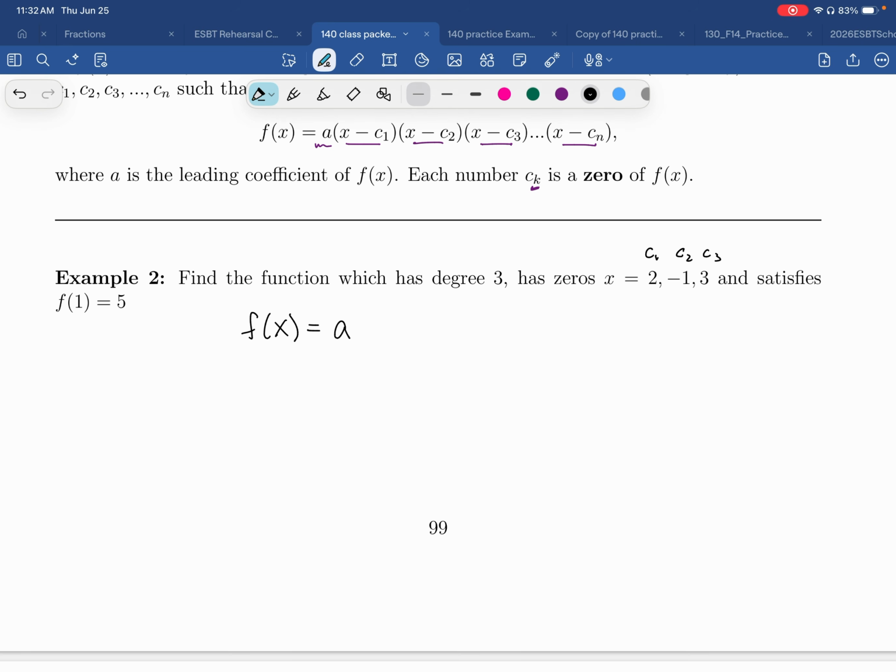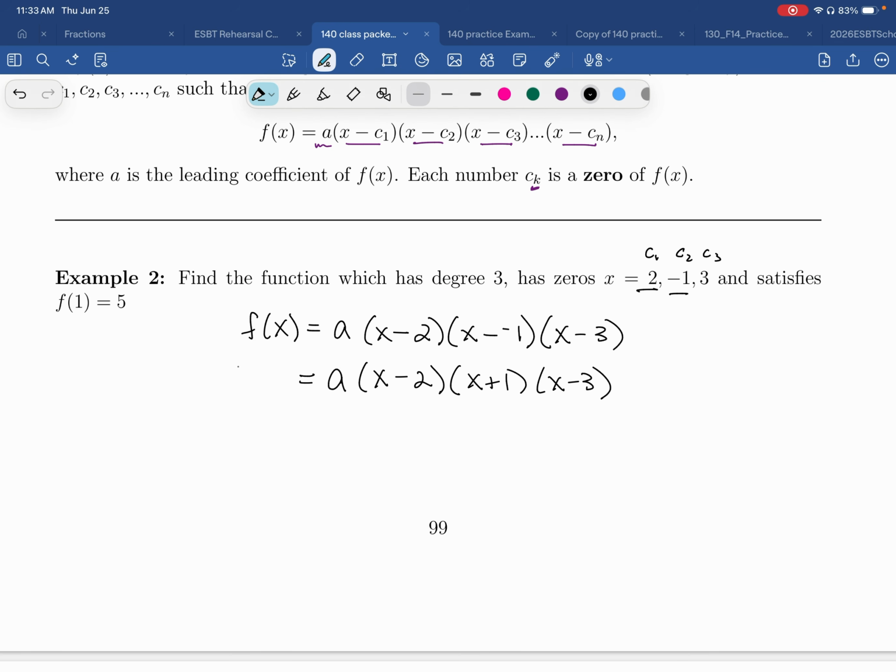Okay, you can put them in order, whatever order you want, and that's because multiplication is commutative. So order doesn't matter. So you've got x minus, and my first one is the 2, so x minus 2, times x minus the negative 1, and the x minus the 3. So what do we end up with? We have a times, and I'm just going to simplify the minus and negative to make that x plus 1 and x minus 3.